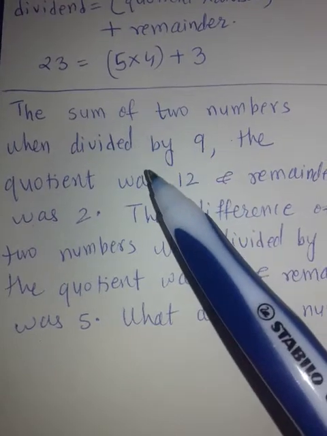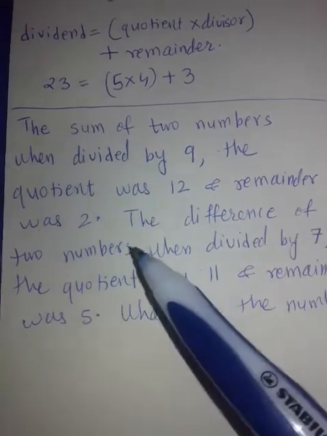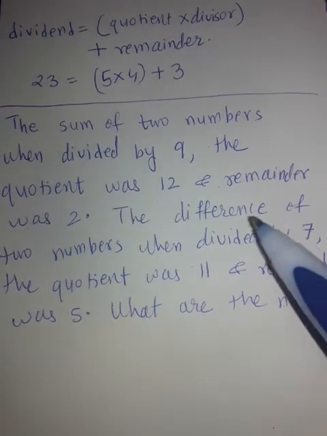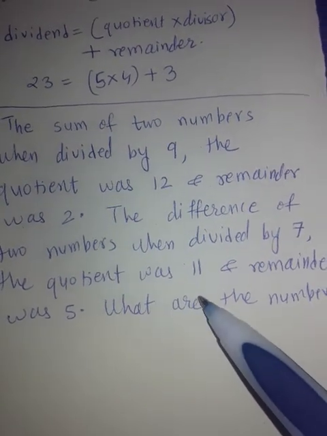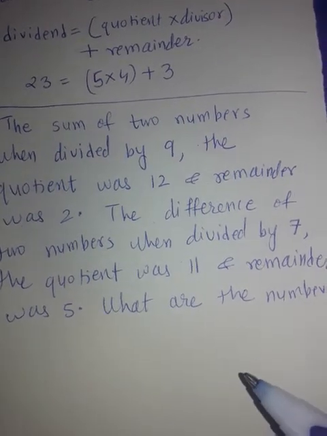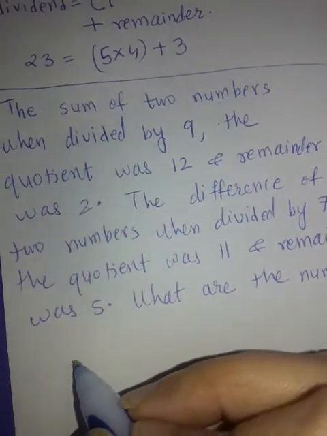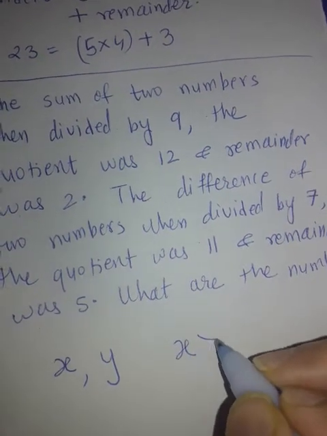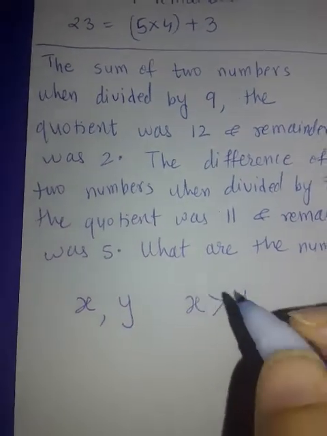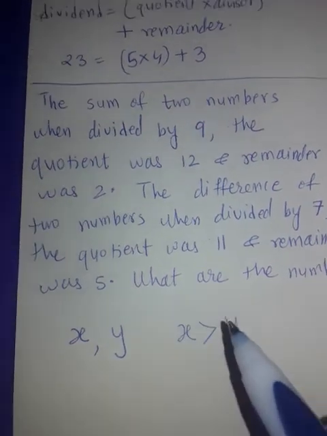Sum of two numbers when divided by 9, the quotient is 12 and remainder is 2. The difference of two numbers when divided by 7, the quotient is 11 and remainder is 5. What are the numbers? So I am going to assume two numbers as x and y, where x is more than y. Let the two numbers be x and y, and let one number x be more than y.